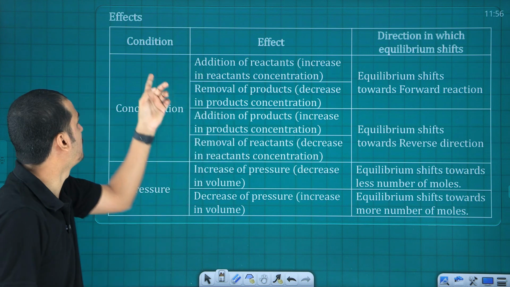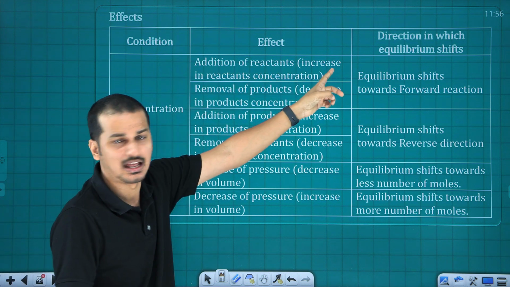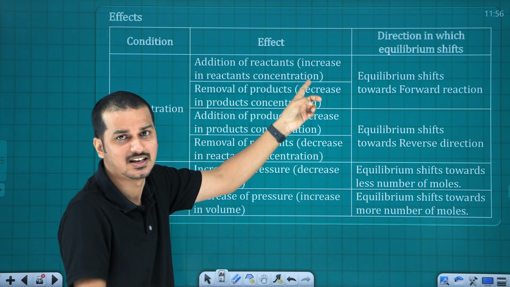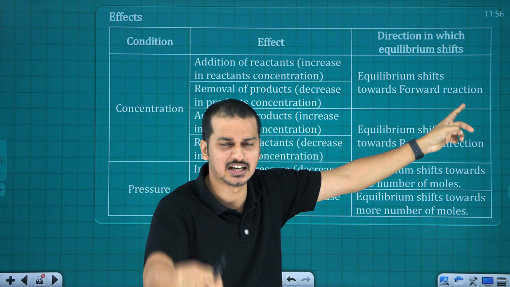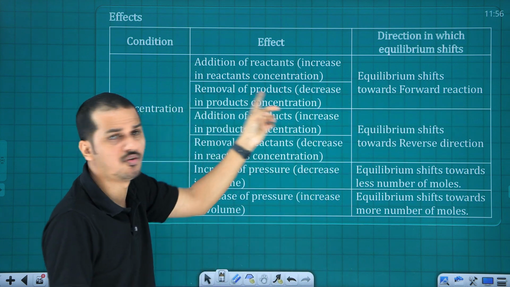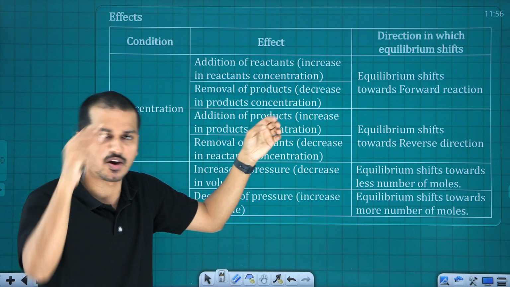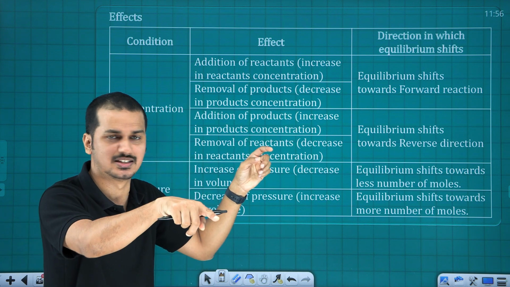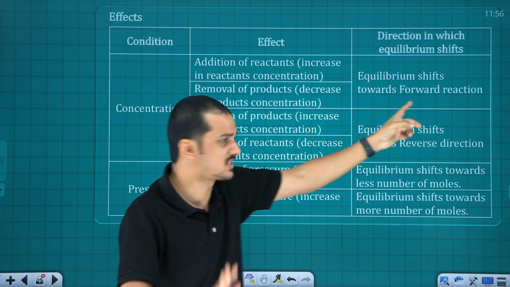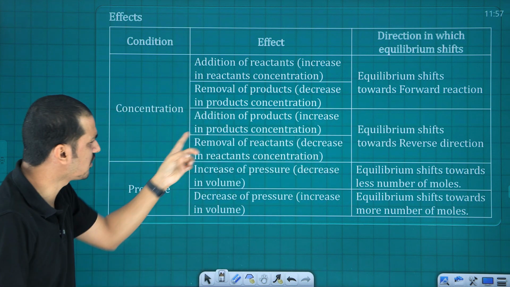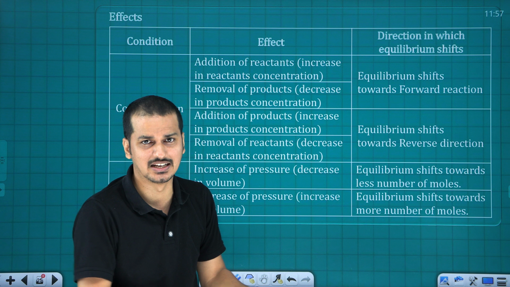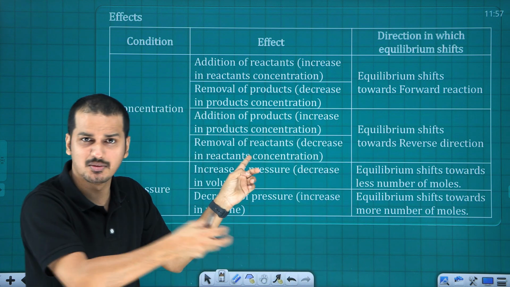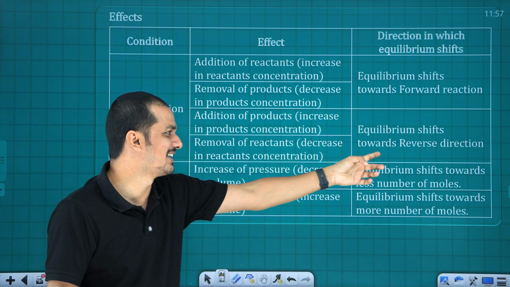That relation and applications, I just made as a column. You already learned. If you are adding reactants, that means increasing the concentration of reactants. What will happen? The forward reaction will be favored, because the system will try to decrease it. And removal of product: if you are removing product, the concentration is decreasing, so the system will try to increase it. How can it increase? Forward reaction. And in the case of adding products, the system will try to decrease it, so backward reaction. And if you are removing the reactants, backward reaction.